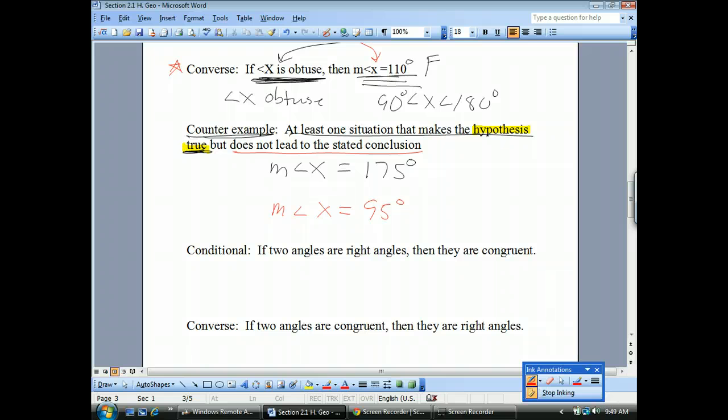Okay, let's look at another conditional. If two angles are right angles, then they are congruent. So the hypothesis is two angles are right angles. The conclusion is they are congruent. Okay? And that is a true statement, because if angle 1 is a right angle, then it equals 90 degrees. If angle 2 is a right angle, then it equals 90 degrees. And if the measure of angle 1 equals the measure of angle 2, then angle 1 has to be congruent to angle 2.